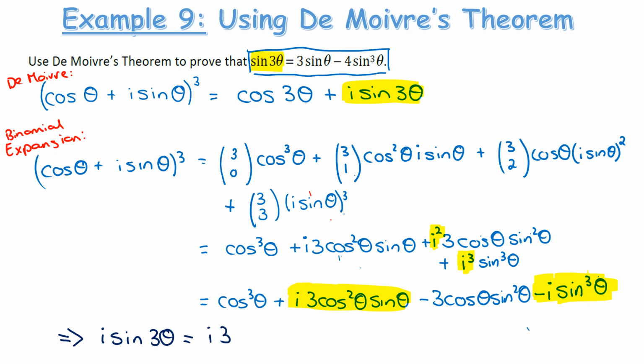So what that's going to look like, I'm basically going to say i sine 3 theta should equal i 3 cos squared theta sine theta minus i sine cubed theta. And then I'm going to cancel off those i's or ignore the i's, whatever way you want to think of it. And now I'm very, very close to having the equation that they want me to prove.